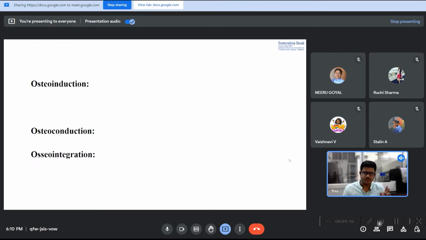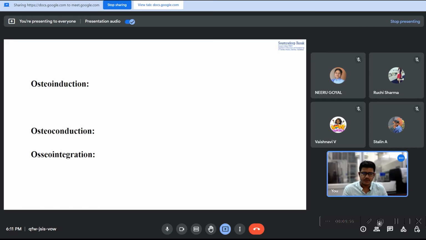Alright. So the concepts of osteoinduction, osteoconduction, and osseointegration, these are clear, right? I think in the discussion forum you have also seen some osteoinduction and osteoconduction questions. What is osteoinduction? What is osteoconduction and osseointegration? These three things. It is clear, right?